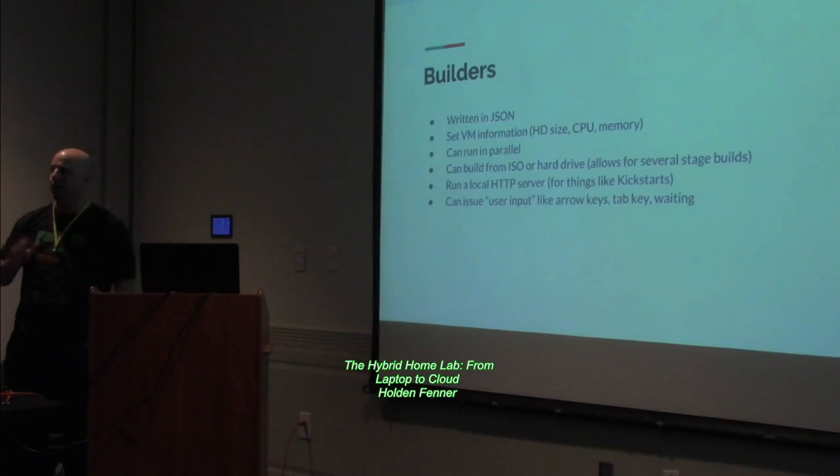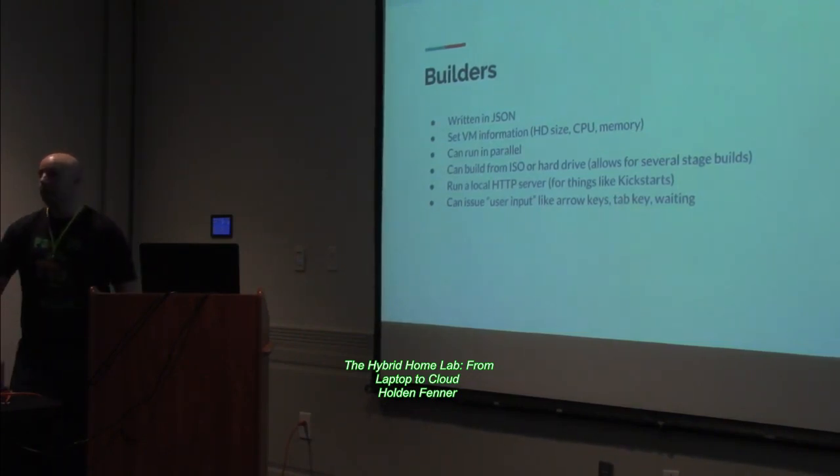If you just want an updated CentOS image, you might build your first stage from ISO, and then in the second stage you would have it take that ISO, or take the hard drive you just built, and actually start provisioning it. So you can break stuff out so you don't have to continuously update every single time you want to build a slightly different machine.